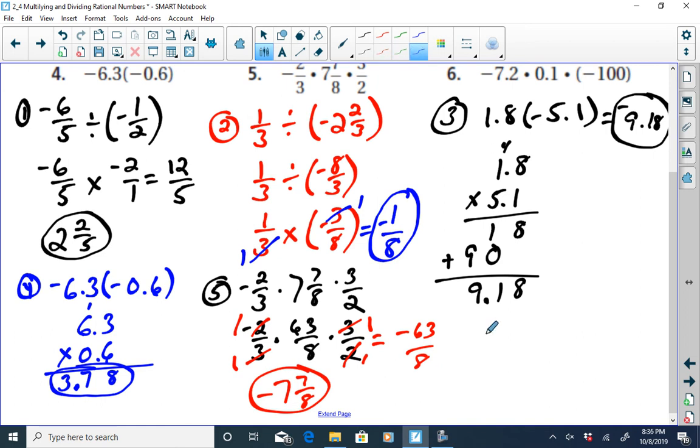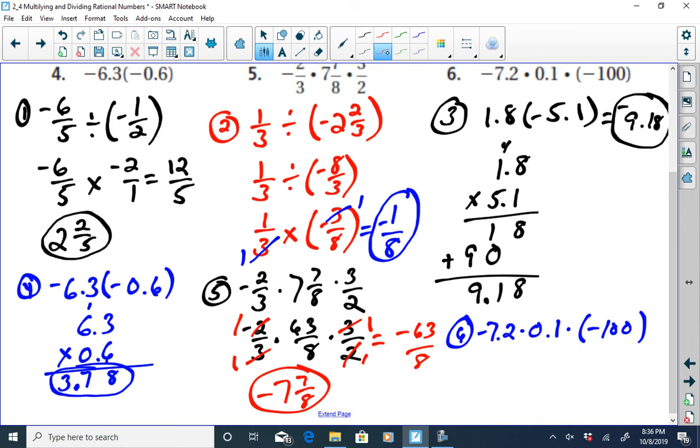Let's look at problem 6. Copy the problem. Negative 7 and 2/10 times 0 and 1/10 times negative 100. Well, we have 3 factors here, and 2 of them are negative. Because we have an even number of negative factors, I know my product's going to be positive.